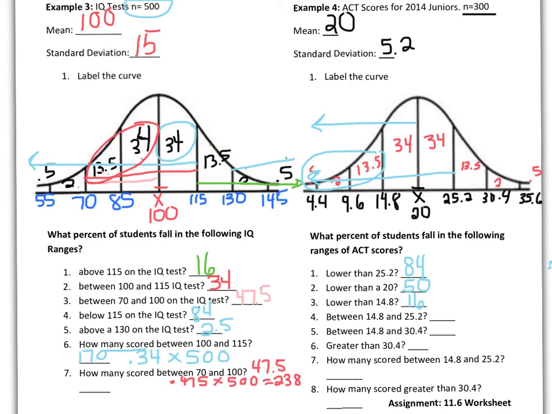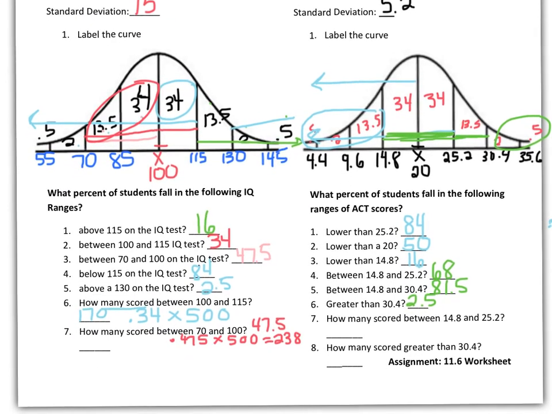Between 14.8 and 25.2, let's see, that's the middle right there. Those are all within one standard deviation away, so 34 and 34 is 68. Now between 14.8 and 30.4, so we're adding just that 13.5 on, so basically 68 plus 13.5, that'll be 81.5. Greater than 30.4, that's just way out there, 2 and 0.5, so 2.5.